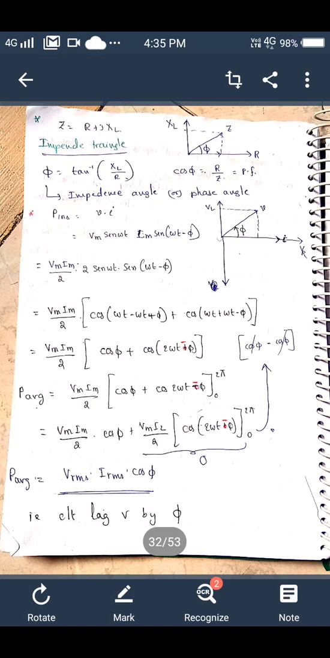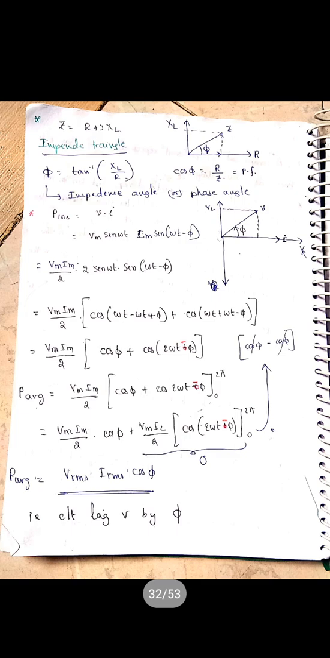Now this phase angle phi depends on the magnitudes of the resistor and the inductor. If the resistor magnitude is more, the phase angle moves towards the VR vector. If the inductance magnitude is more, the supply voltage vector moves towards the VL vector.